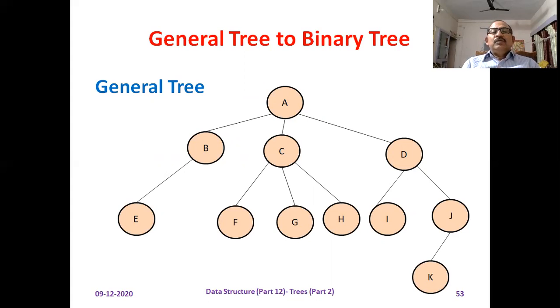Okay. You can say this is not a binary tree. Why? Here you can see that the node C has 3 children, F, G, S. Therefore, it is not a binary tree. And now we are interested to convert this general tree into a binary tree.